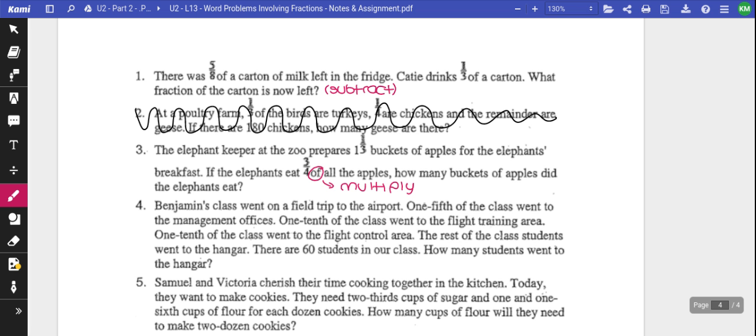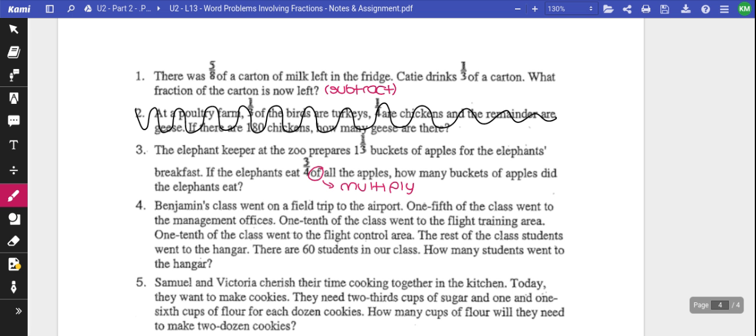And I'm going to start you on the fourth one. We skipped number 2. Benjamin's class went on a field trip to the airport. That would be fun. 1/5 of the class went to the management offices. 1/10 went to the flight training area. 1/10 went to the flight control area. The rest of the class went to the hangar. There are 60 students in the class. How many went to the hangar?